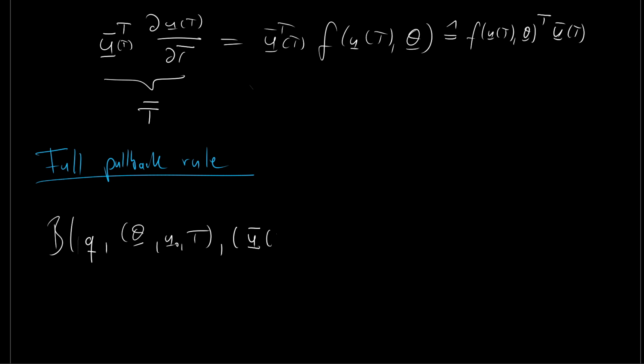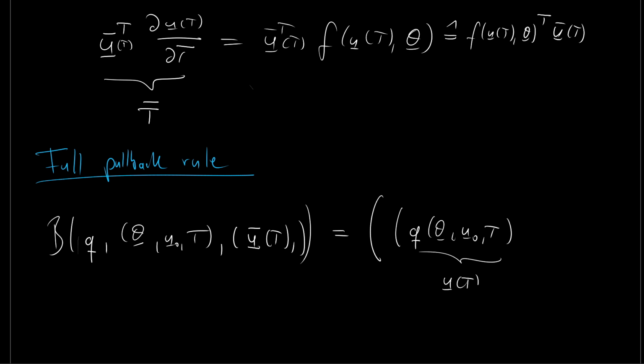So we have a u bar at capital T, which we're also given. It has the same shape as the state. So it has the same shape as u0. It has the same shape as u at capital T. And then what does our pullback rule do? So first it evaluates the primal. So it does Q on theta, u0 and capital T. By doing so, it will give us the original primal output. So this is u at capital T without a bar on top.